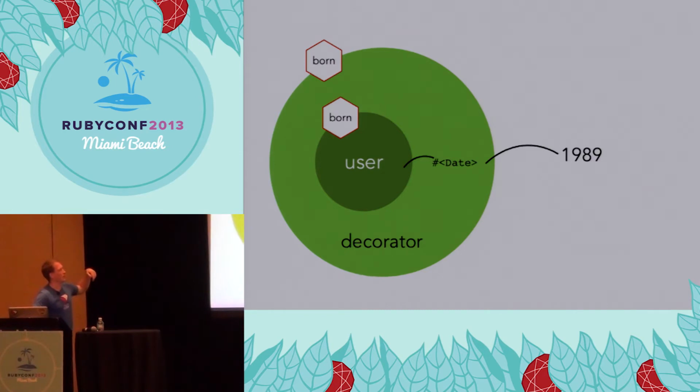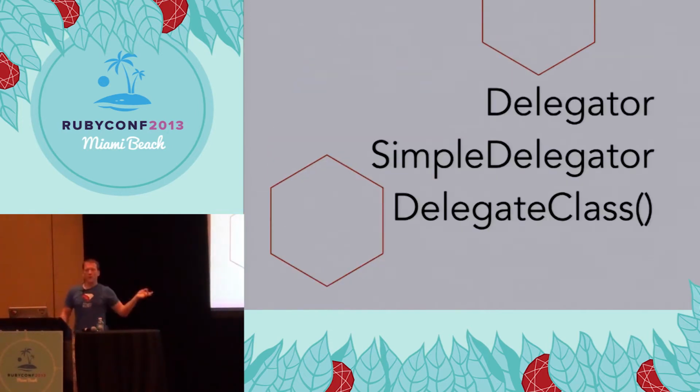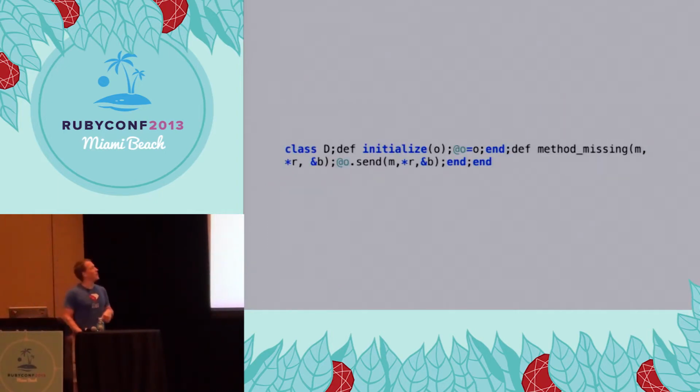And so internally, what it does is it says, user, when were you born? I'm going to translate that and give me the year, and that's actually what we want to say, right? So the delegate library gives you these three things: delegator, SimpleDelegator, and delegate class. I'll walk through them. And I thought it'd be interesting to try to implement this stuff, the bare bones of these libraries, in something that would fit into a tweet. So this is the smallest implementation I could do for the delegator library.